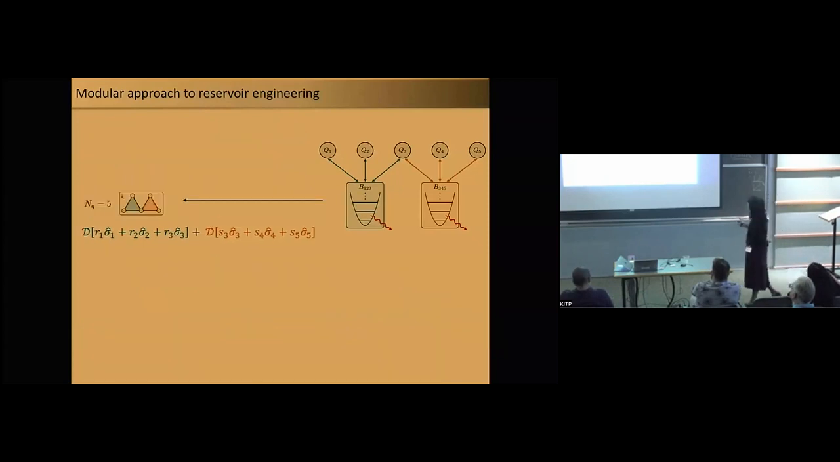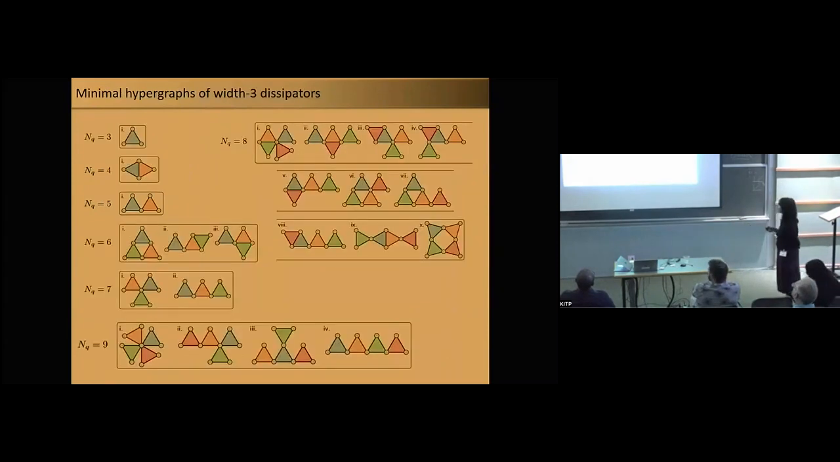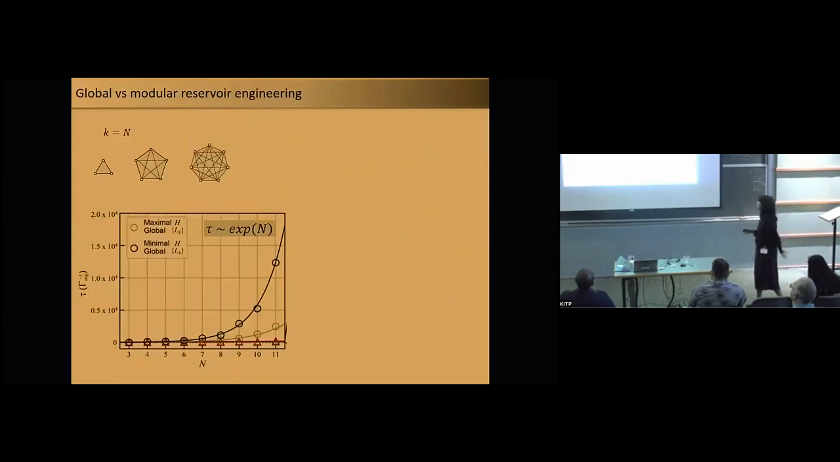So just to take this idea forward, this is our shorthand for understanding what these dissipator graphs look like. Each dissipator can be thought of as a hyperedge which connects 3 vertices. And if I extend this idea to several qubits, these are the minimal dissipator graphs which we come up with, from n equal to 3 to n equal to 9, which I am showing you, using hyperedges of width 3.